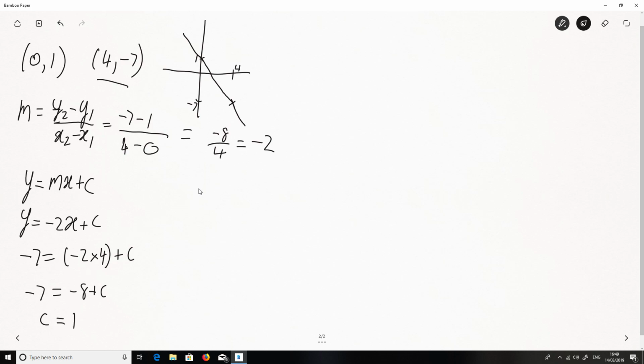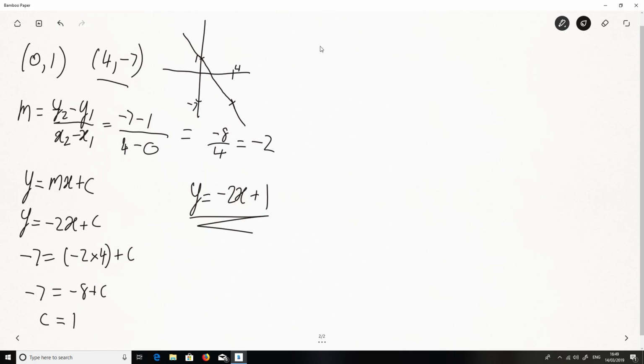So our equation for this line is y equals -2x plus 1. So again, that's it. That's how we can quickly, easily do this. Now, again, plotting it, you just do the exact same thing. If you've got these 2 points, plot these 2 points to start with, and then just draw a straight line through them.